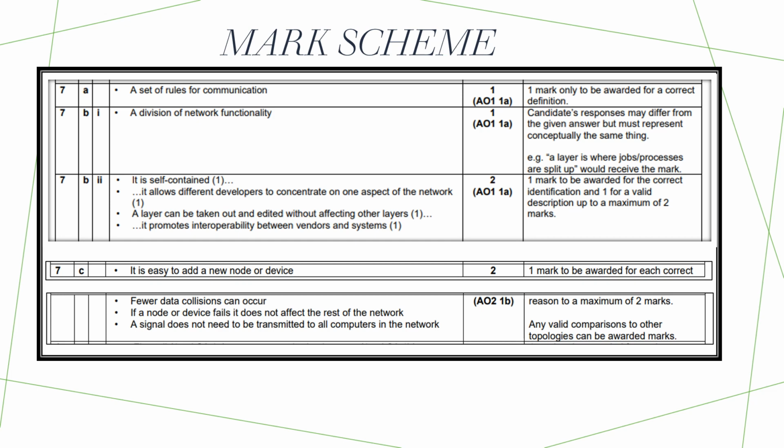For 7c, it says it's easy to add a new node or device. You can have fewer data collisions. A node or device fails, it won't affect the rest of the network. And a signal does not need to be transmitted to all computers in the network. So any of those benefits of the star topology and you will get the marks. So that question was 1, 2, 3, 4, 5, 6 marks. That's what you need to focus on. Mark in your particular question and then we can move on.